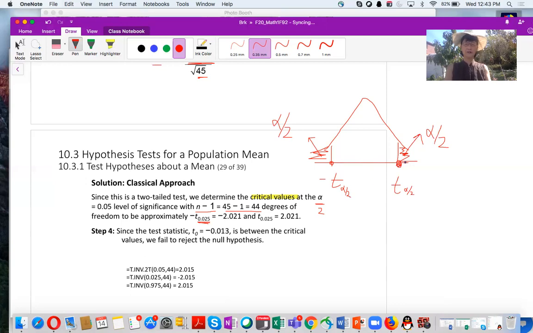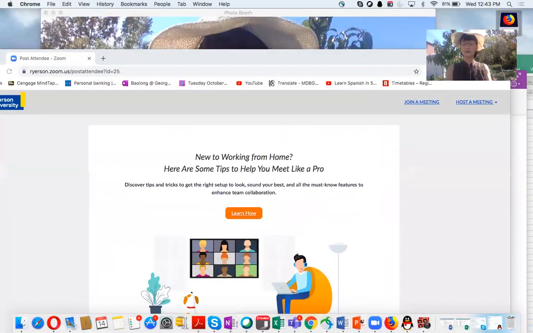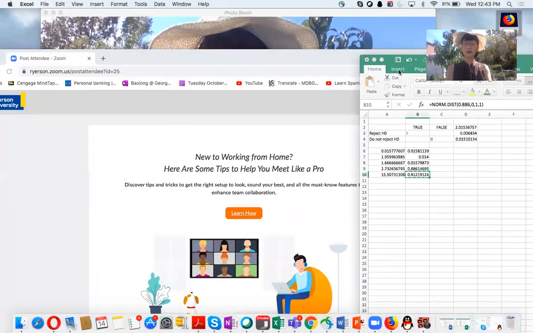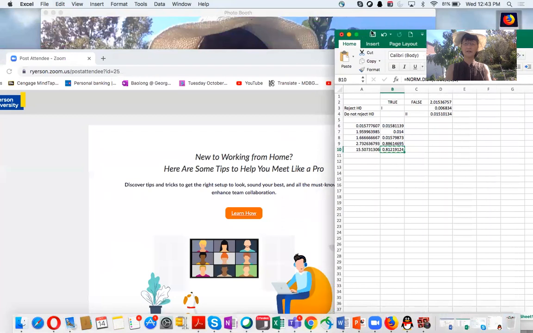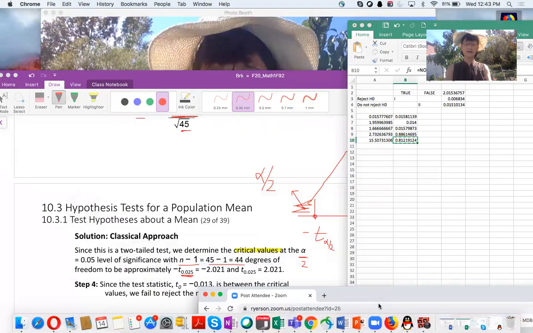So how do we find the critical value? You can go to the T table. But there is a convenient way to find the critical value in Excel. Excel is everywhere. With the table, you have to carry it with you, or have a textbook to look it up in. Excel, you can find anywhere. So I'm going to pull out my Excel.